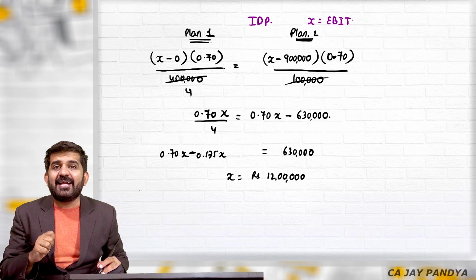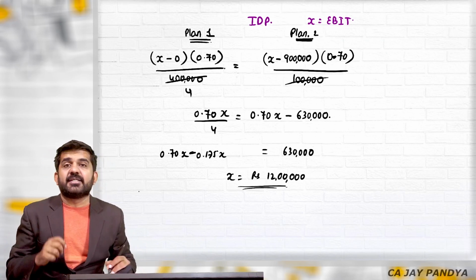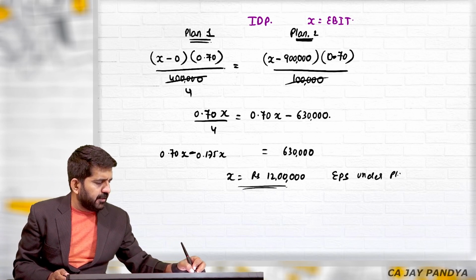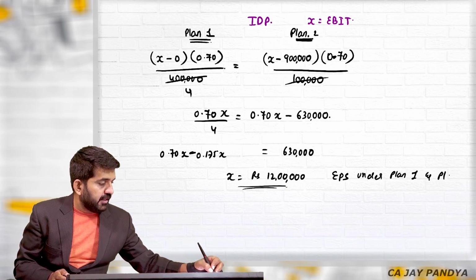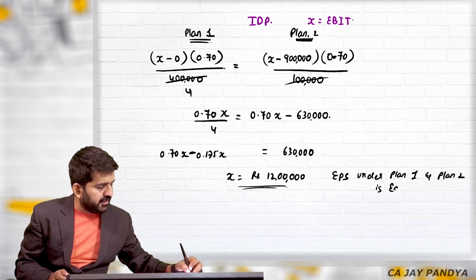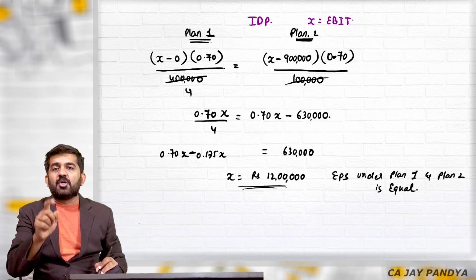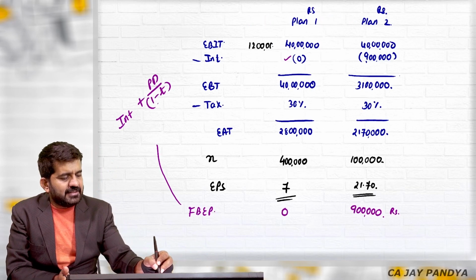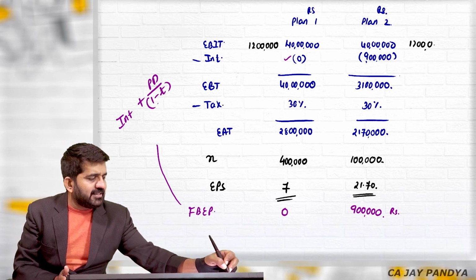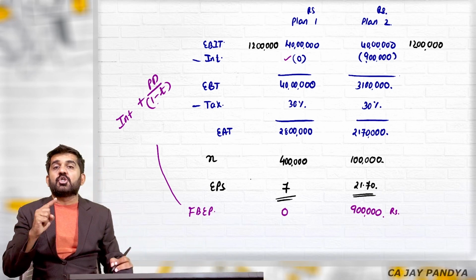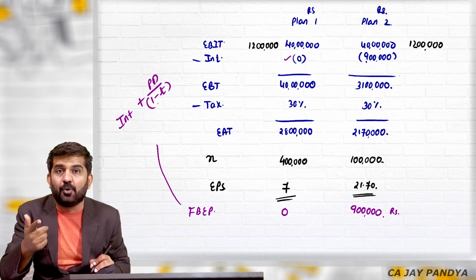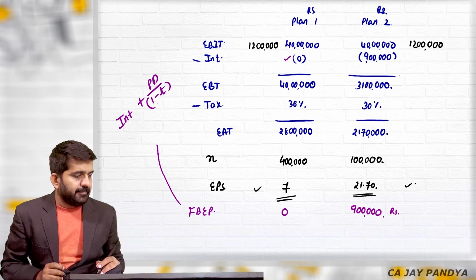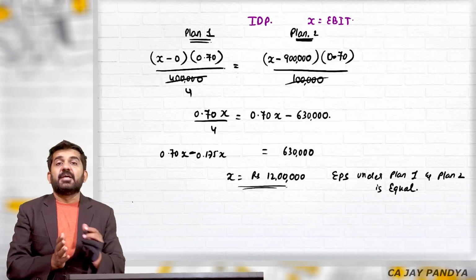So at EBIT of rupees 12 lakhs, EPS under plan 1 and plan 2 is equal. If you are having good time in examination, you can also verify. Take this as 12 lakhs. Take this as 12 lakhs. Find out EPS. EPS should be same. I am not saying it should be 0. It should be same. So EPS under both cases should come same. This is EBIT EPS indifference point.